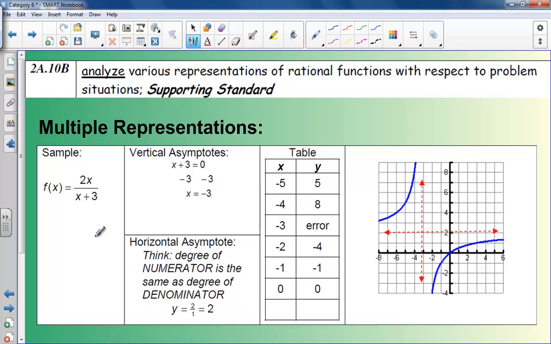Okay, and then we look at various representations. So I'm not going to do a lot with this. It's basically, you have your algebraic, your equations here. You have your tabular, undefined right here. That's going to be where your vertical asymptote is. And you have your graphical. And then there's also some about horizontal asymptotes here.